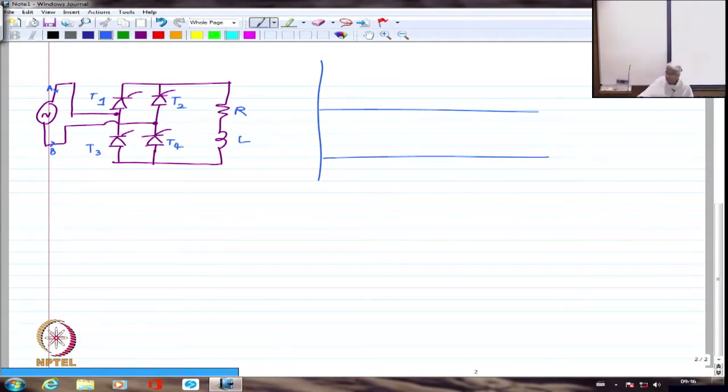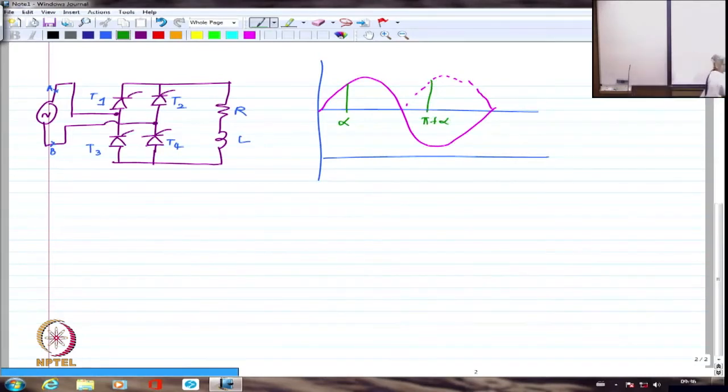If I am looking at the supply voltage somewhat like this, and I assume that I am firing T1 and T4 at a firing angle of alpha, then I have to fire the other 2 at pi plus alpha so that it will be symmetrical. Now if I assume it is continuous conduction, the current can never be 0. It has to be at least some value.